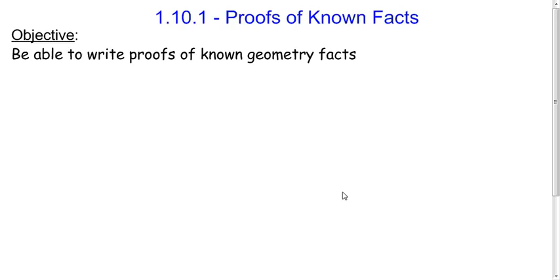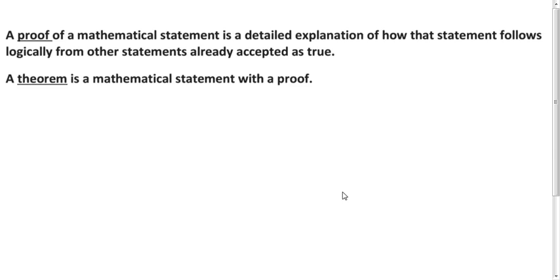Hello class. This lesson we're going to learn how to write proofs of known geometry facts. By known geometry facts I mean things like the measures of the interior angles of a triangle always sum to 180 degrees. Something that we've just taken for granted up to this point. We're going to prove it.